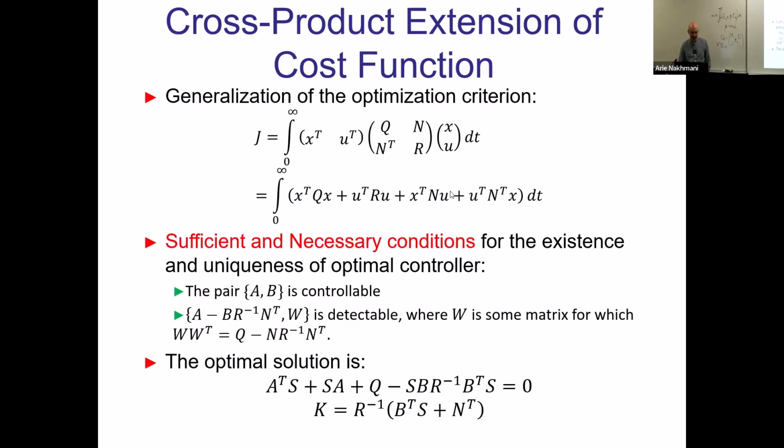So you might have that part and that part, which are kind of symmetrical, but you have some additional part which you can optimize if you want to, like multiplications of pairwise U's and X's, if you care about multiplications like that. And the sufficient and necessary condition for that will be A, B controllable, this matrix detectable, and W is a square root of that particular matrix, okay?